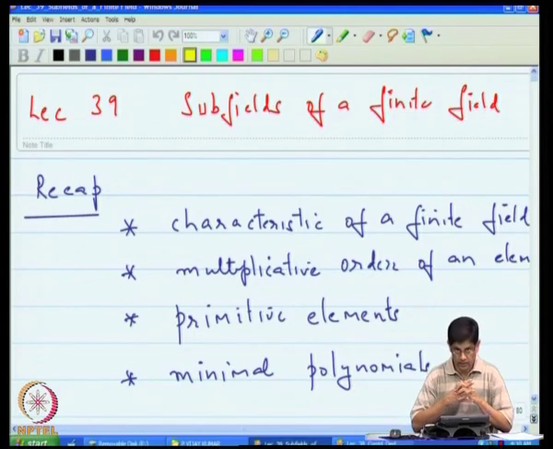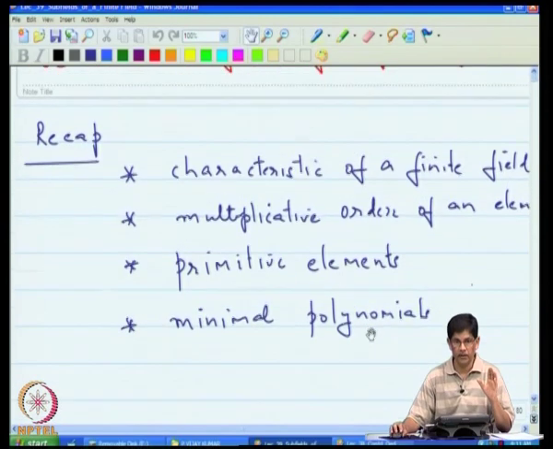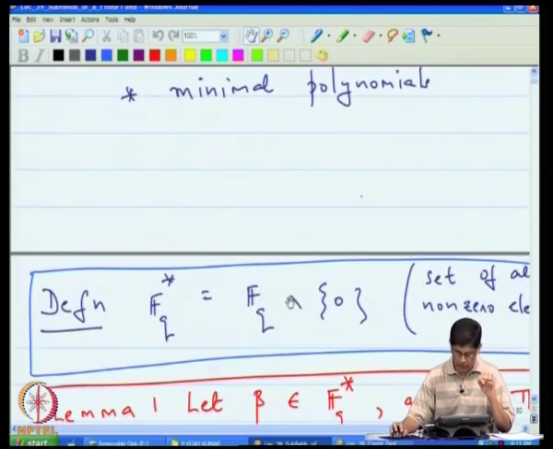I have called this subfields of a finite field, but actually this lecture is designed to take you to subfields and beyond. Let us just see how far we can get today. So, the recap is we talked last time about the characteristic of a finite field, the multiplicative order, primitive elements, that is the element having maximal possible multiplicative order, and minimal polynomials.